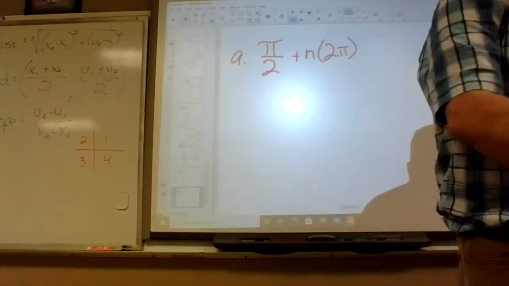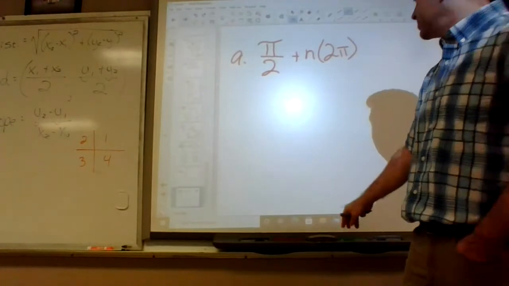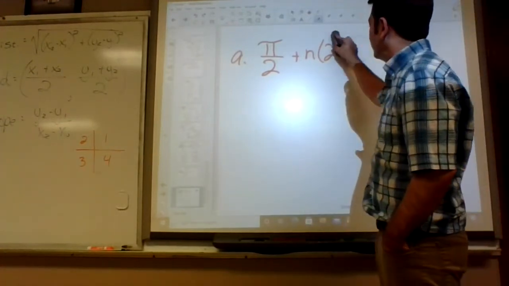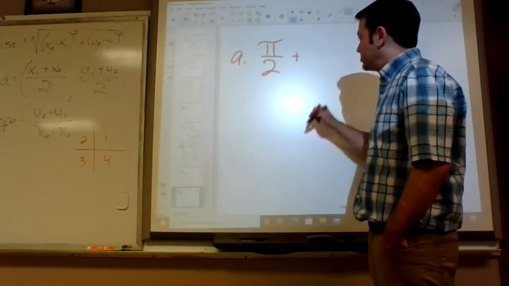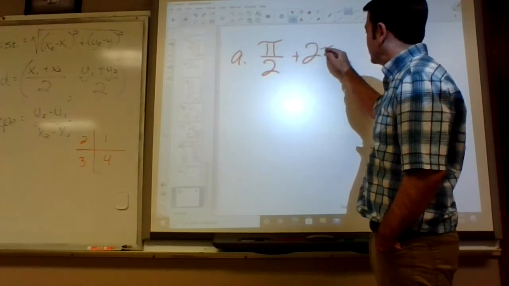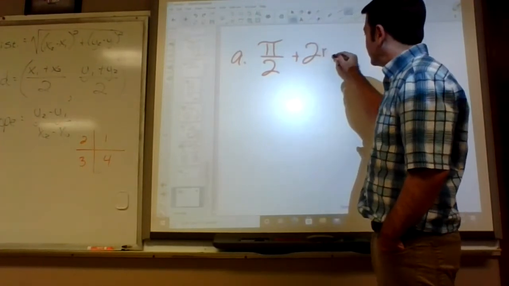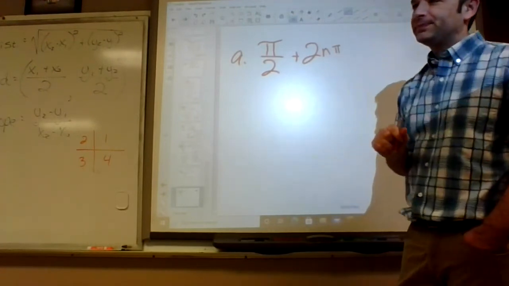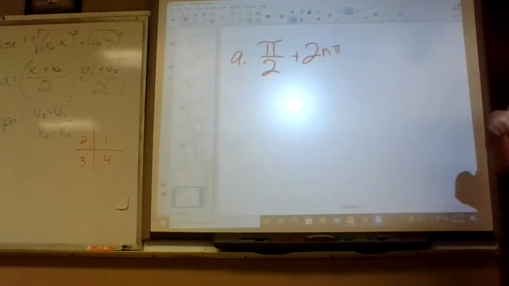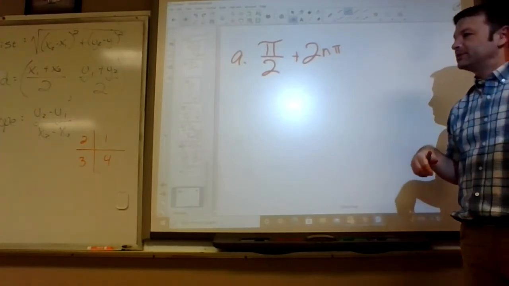They wrote 2 n pi. Of course, they put the 2 in front. On all these, just add 2 n pi. Because usually if you add another 360, you're going to end up at the same spot. You'll get the same result.